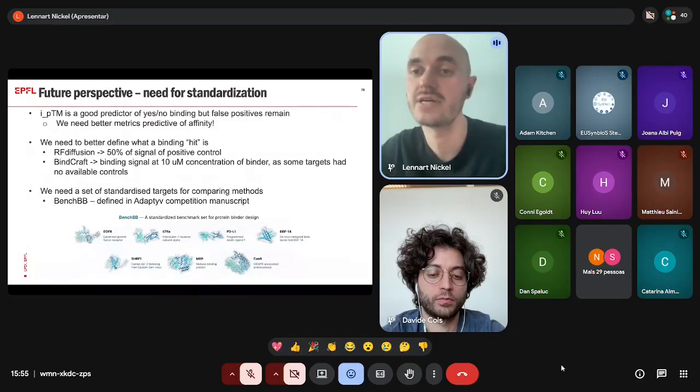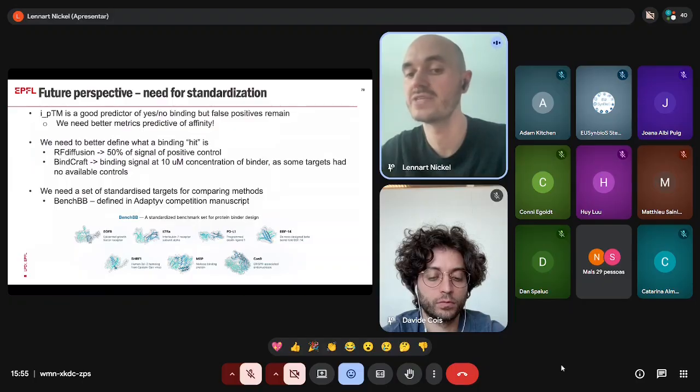There is something out there. Again, I don't want to do advertisement for any companies, but Adaptyv, a company here in Lausanne, together with us and others, has come up with a set of protein targets that is easy to work with, but also generalizing, that you could, if you develop a new binder design method, probe your method on and benchmark it.